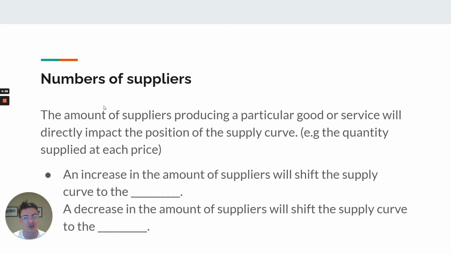And the last one, which is a new supply factor, is the number of suppliers. Again, it's very simple. If more suppliers enter a particular market, then there's likely to be more quantity supplied at each price, shifting the supply curve to the right, and vice versa. Think about the food delivery market, like Deliveroo, Uber Eats, and Foodora. The more suppliers that came into that market, the more the supply curve shifts to the right, and as we're going to see, that puts downward pressure on prices.